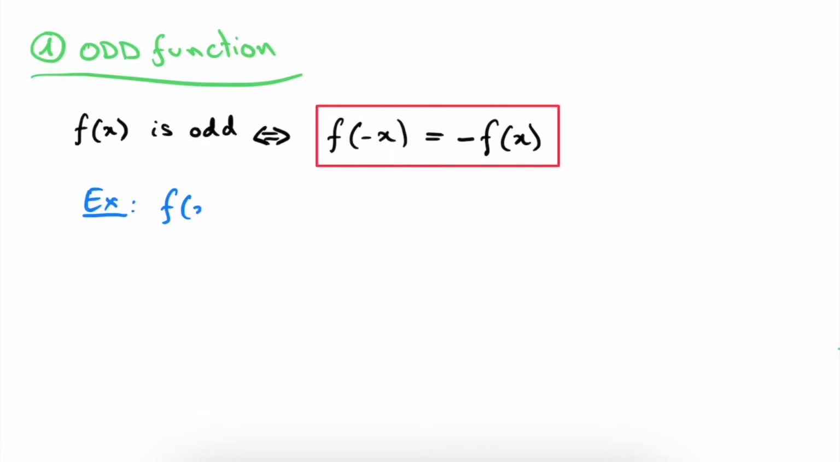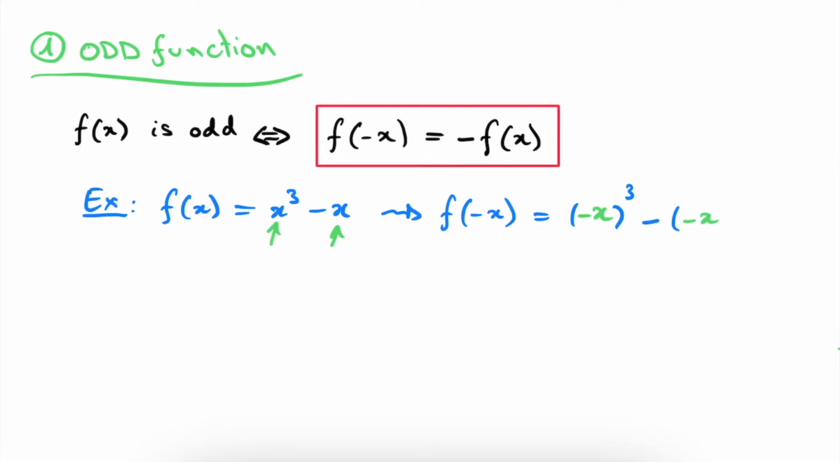Let's say that our function f(x) is equal to x^3 - x. And we now want to determine whether this function is an odd function. To do this, we will look at f(-x). This means that for each x in our expression of our function, we replace it by -x, which gives us the following. The first x that we had to raise to the power of 3 becomes a -x. And then the second x simply becomes also a -x.